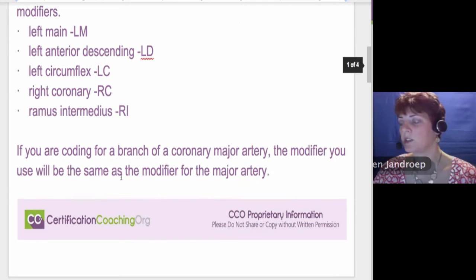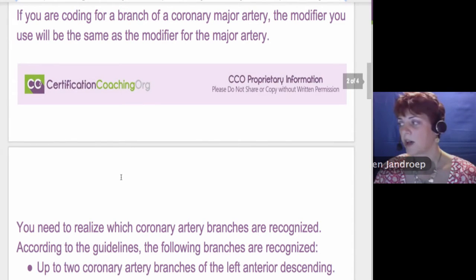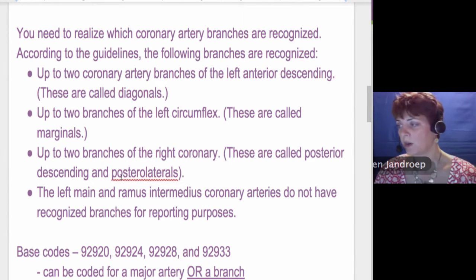Okay, next, you need to realize which coronary artery branches are recognized. We just went over them. According to the guidelines, the following branches are recognized. Up to 2 coronary artery branches, those are the diagonals. Up to 2 branches of the LC, those are the marginals. Up to 2 branches of the right coronary, those are the posterior lateral and the posterior descending. The left main and the ramus intermedius do not have any.